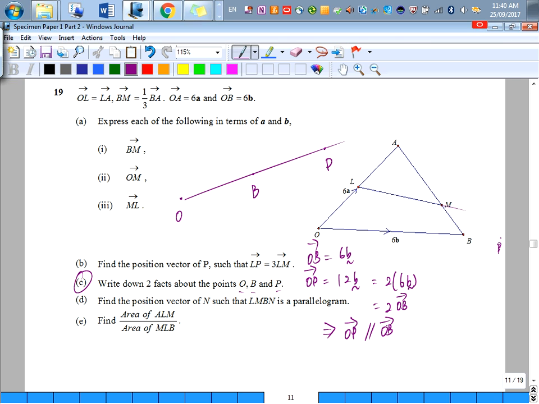But this doesn't mean they are collinear yet. Since O is a common point, then O, B, P are collinear. So there are 2 things we need: first is parallel, second is a common point, in order to prove collinear.